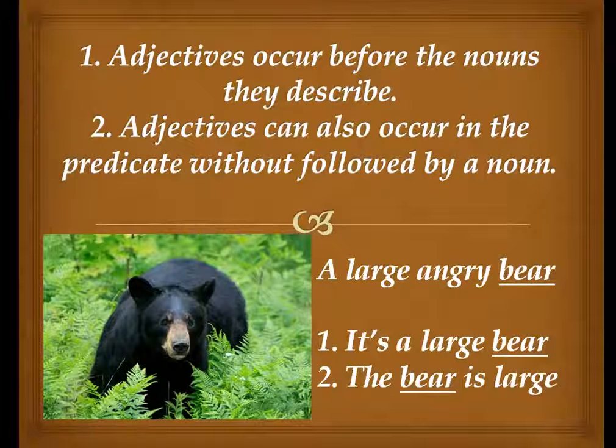Now an example is also given for the second point. That is, the bear is large. Here we can see the word bear, which is the noun. But in this sentence, the adjective does not come before the noun. In the previous sentence, bear is the noun, and before the noun the word large came, which is the adjective. That means the adjective occurs before the noun in the first example, and in the second example, the adjective can also occur in the predicate, but without following the noun.